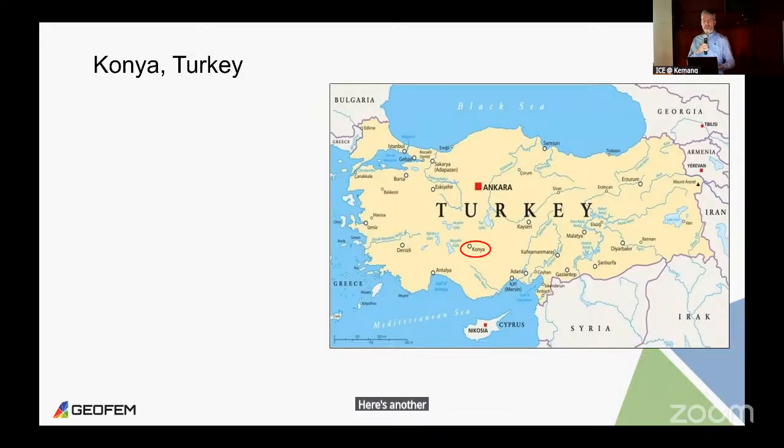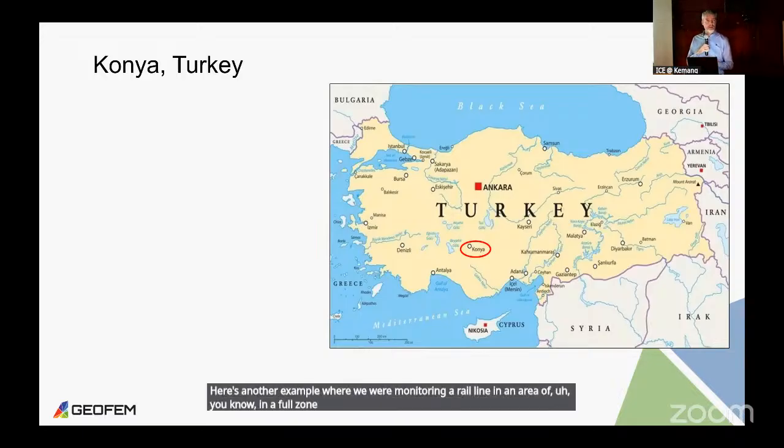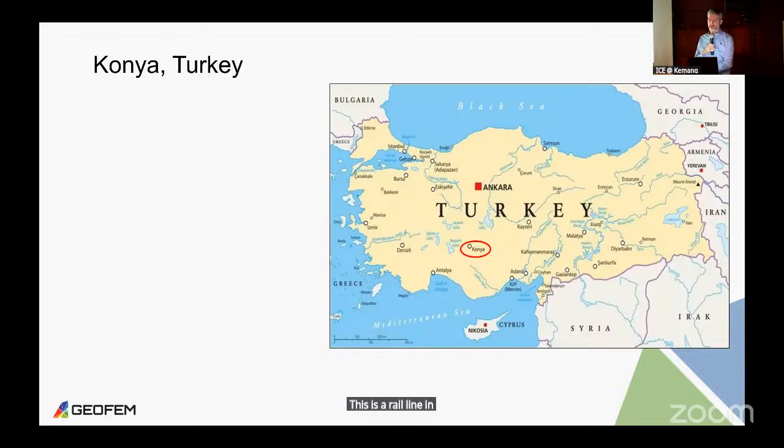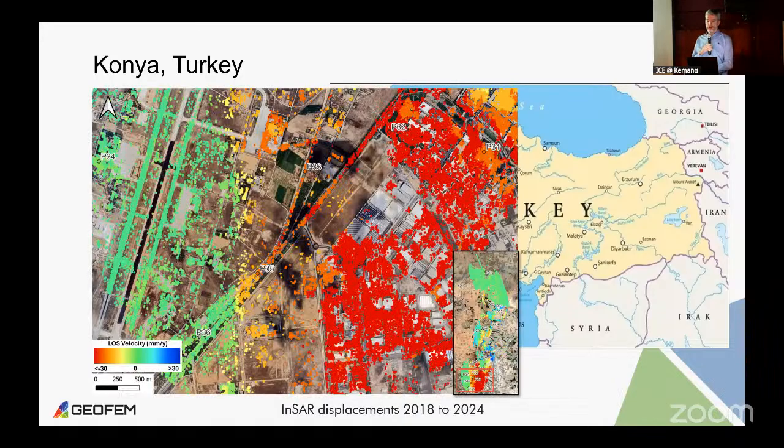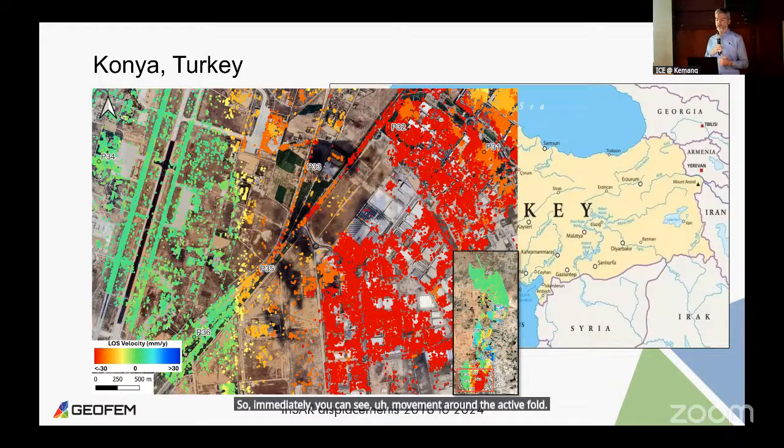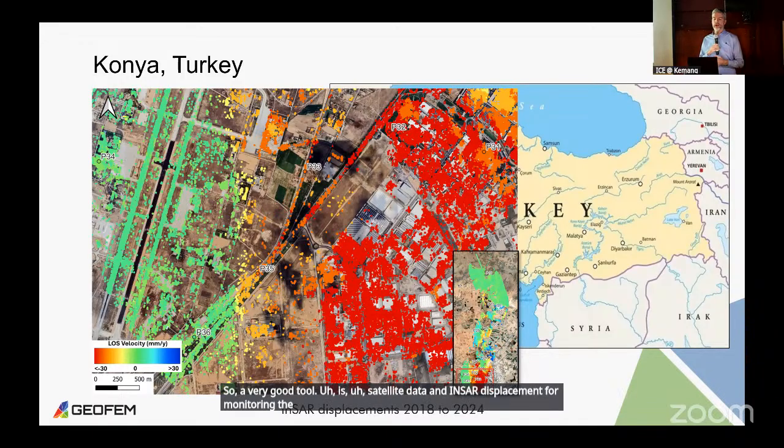Here's another example where we were monitoring a rail line in a fault zone area, an area with an active fault. This is a rail line in the Konya area of Turkey. So immediately you can see movement around the active fault. So a very good tool is satellite data and InSAR displacement for monitoring the movement along fault lines.